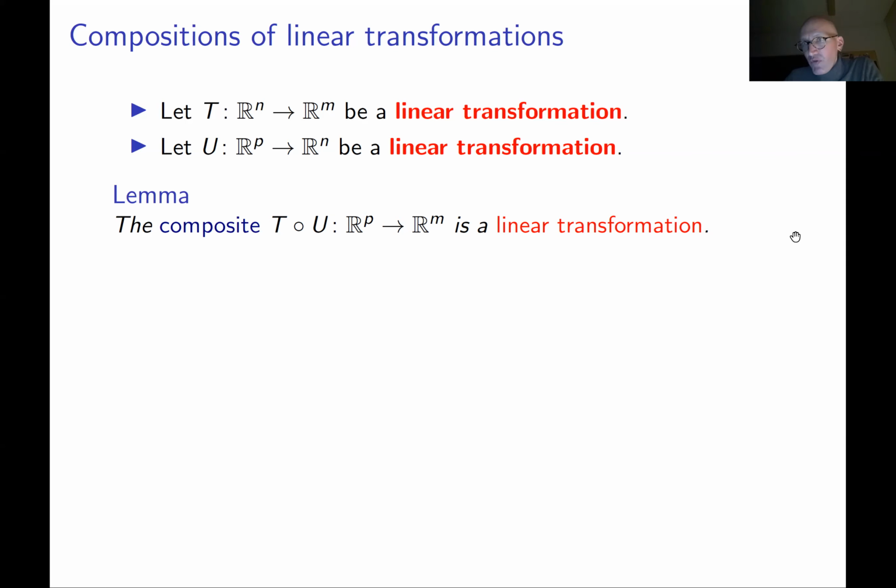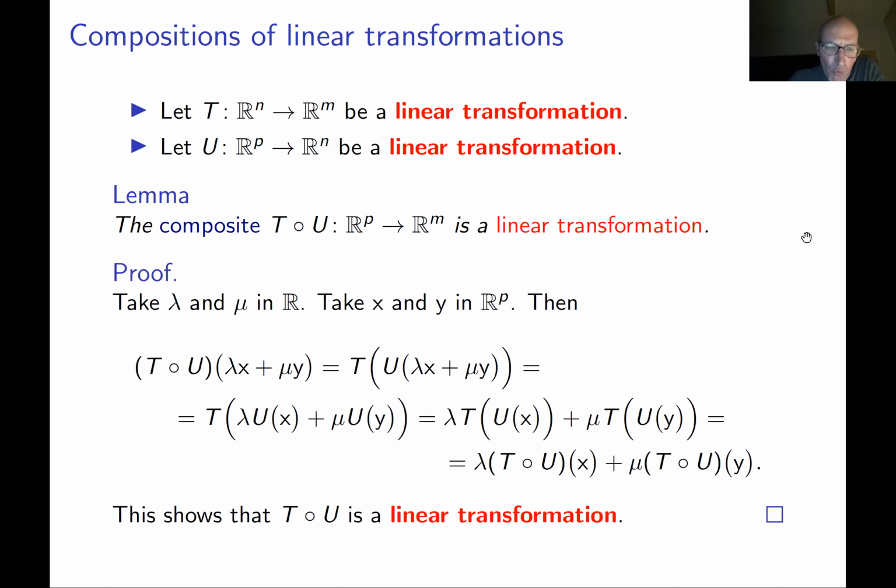But we can of course prove it by definition, or by using the criterion for being a linear transformation, which we described in the first part of this lecture, and which is basically given by three lines. If you fix two real numbers lambda and mu, and then take any two vectors x and y, to prove that this is a linear transformation, it's enough to prove that T compose U, when you apply it to lambda x plus mu y, gives you lambda times T compose U applied to x plus mu times T compose U applied to y.